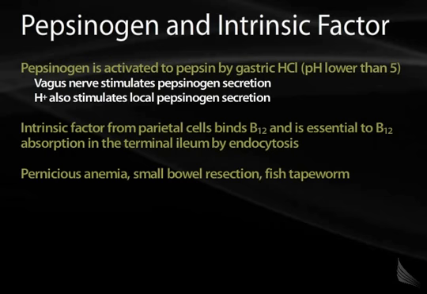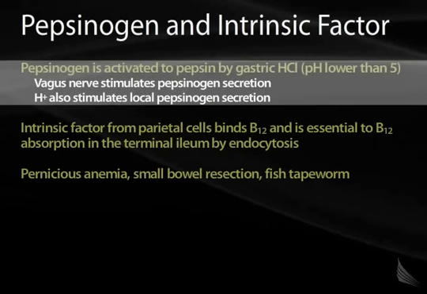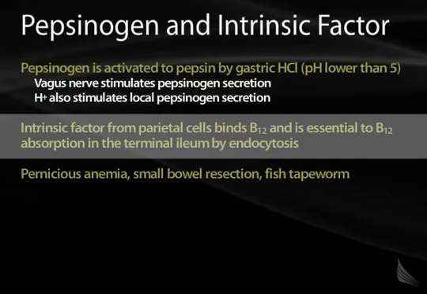Pepsinogen and intrinsic factor are also released in the stomach. Pepsinogen is activated to pepsin by gastric hydrochloric acid at a pH of less than 5. Pepsinogen is secreted by the chief cells, and the vagus nerve stimulates pepsinogen secretion. Pepsin is therefore in its inactive form, and H+ also stimulates local pepsinogen secretion, therefore acting as a positive feedback mechanism. Intrinsic factor is released from the parietal cells, which also secrete hydrochloric acid.